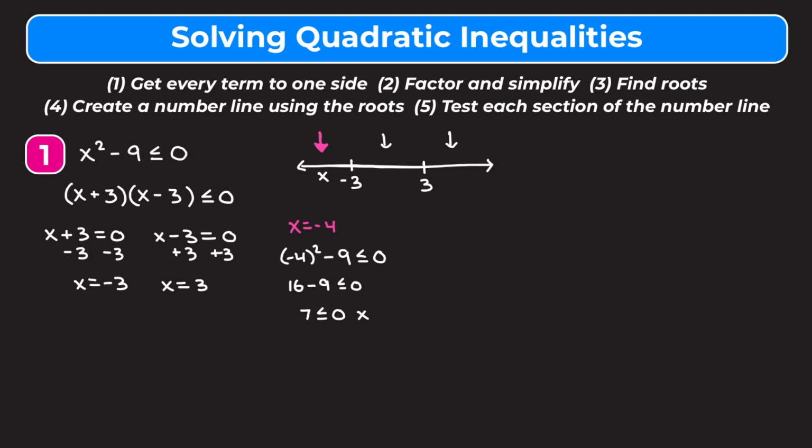You could also put positive because we got a positive 7, but I think putting x's and checks is easier, so I'm going to do it that way. Now let's test this middle part of our number line, which I'll put in blue.